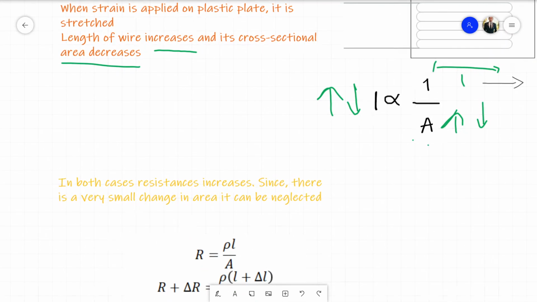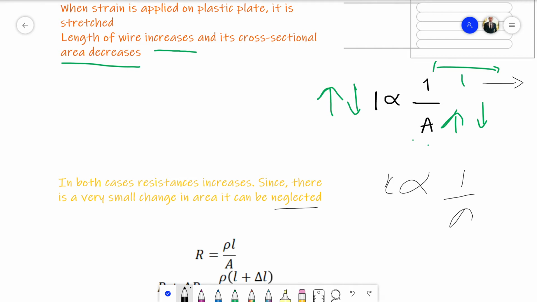In both cases resistance increases, since there is a very small change in area, it can be neglected. Length is inversely proportional to area. So when the area increases, length decreases. Look here, R equals rho L by A. So what happens when the area increases, the length decreases.